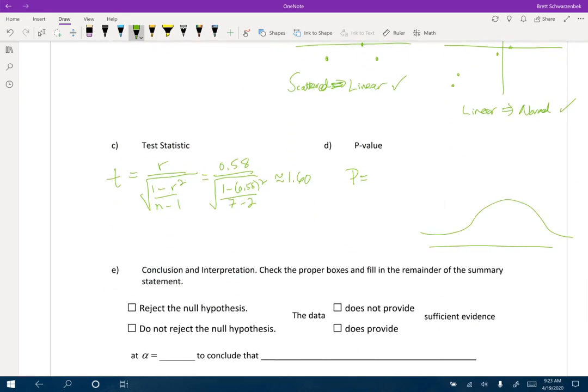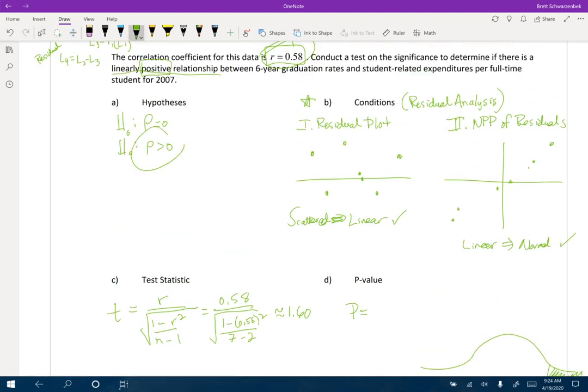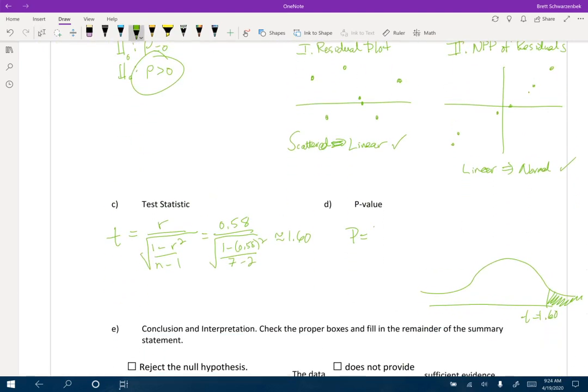Like this. We have a 1.60 over here as our test statistic. This is strictly a right-tailed test. Therefore, we just do one side of it, which means no multiplying by 2. So we're going to go from 1.60 to 1E99, degrees of freedom 5. So there's your degrees of freedom there. You're going to get approximately 0.0852.